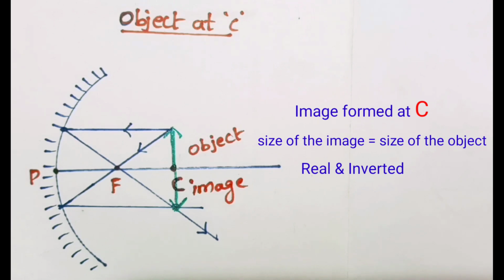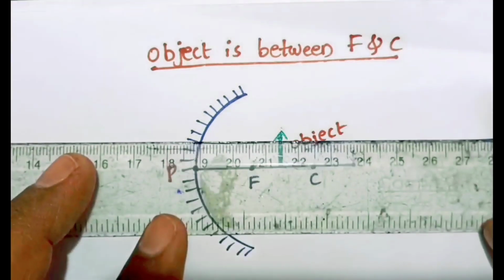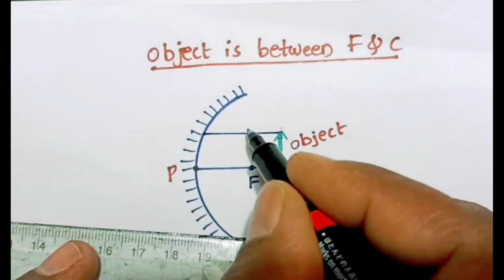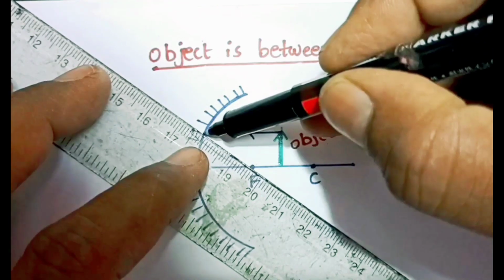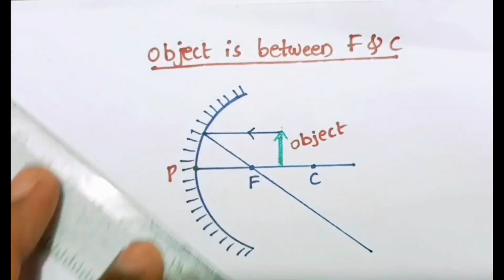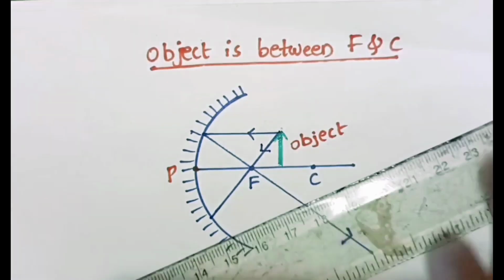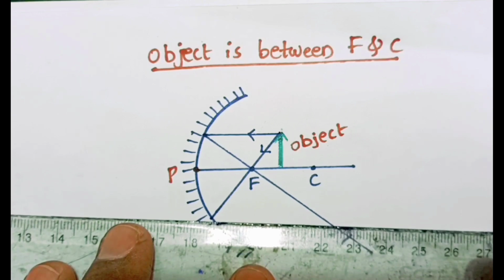Size of the image is equal to size of the object. Image is real and inverted. If the object is between F and C, the first incident ray is parallel to the principal axis and it passes through the focus after reflection. Second incident ray is passing through the focus point and it becomes parallel to the principal axis after reflection.